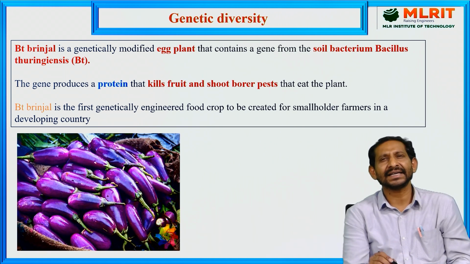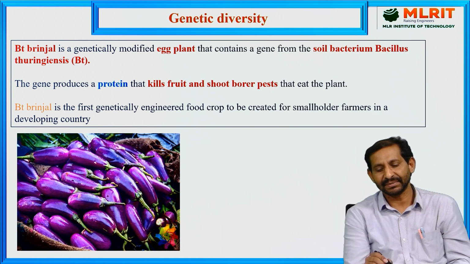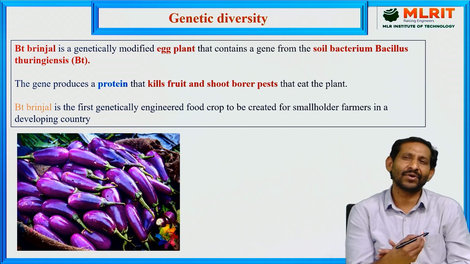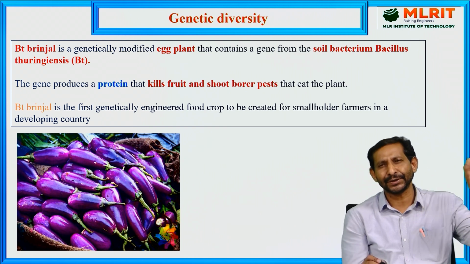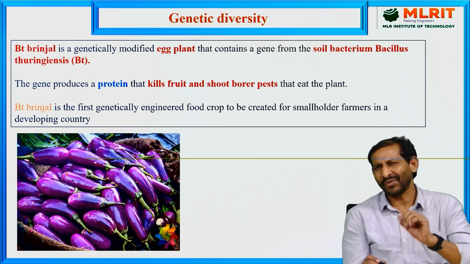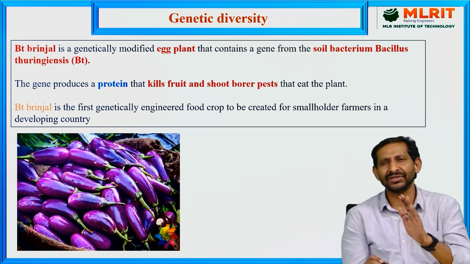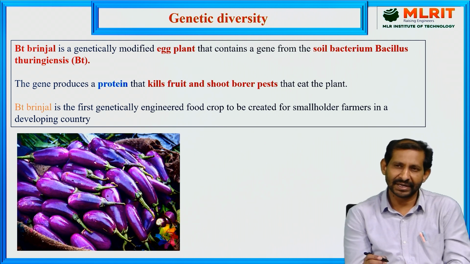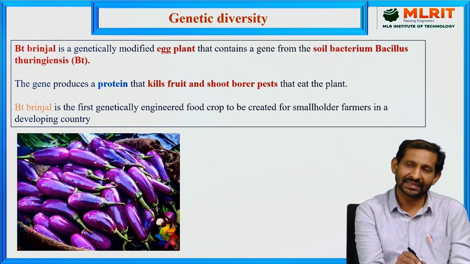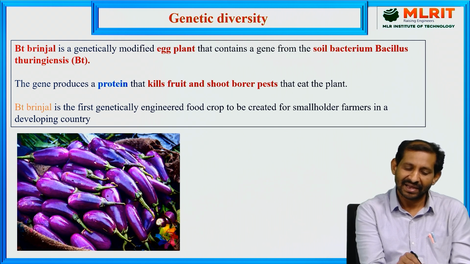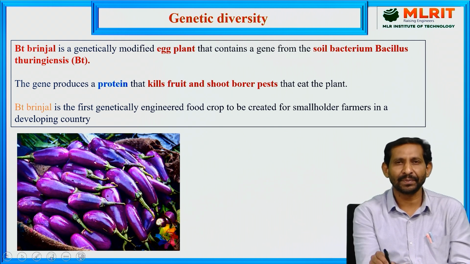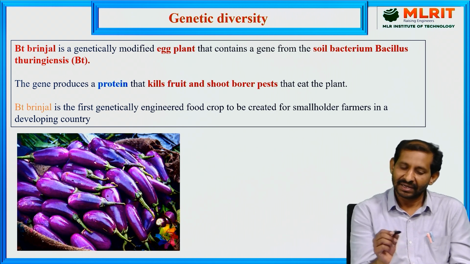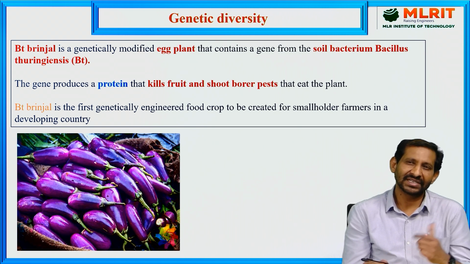It contains a gene isolated from the soil bacterium Bacillus thuringiensis. From that bacterium, one gene is isolated and introduced into the brinjal plant. What is the purpose of introducing that gene into the brinjal plant? Once that gene or protein is introduced, it kills the fruit and shoot borer pest in that plant. So it gives protection from the fruit and shoot borer pest.